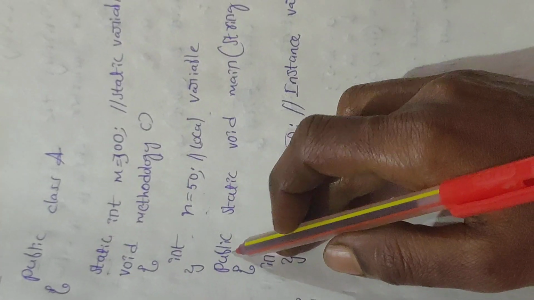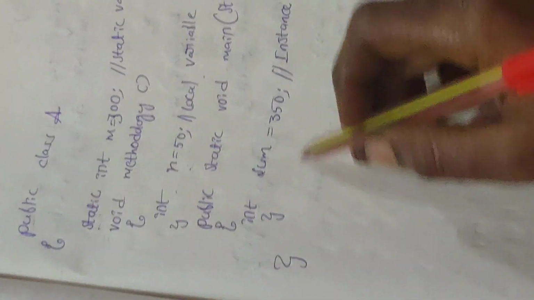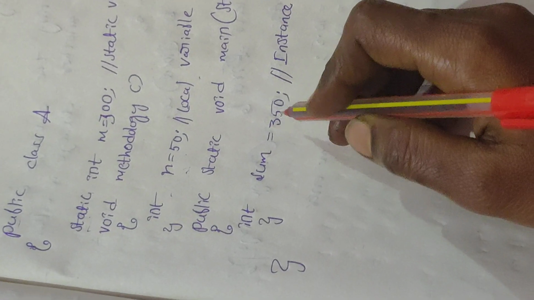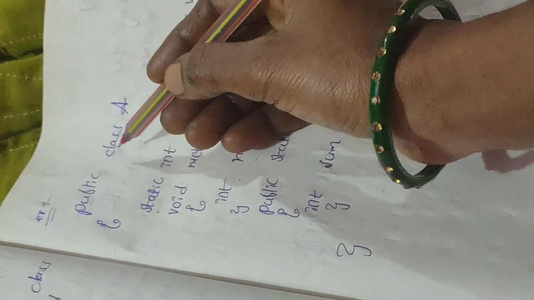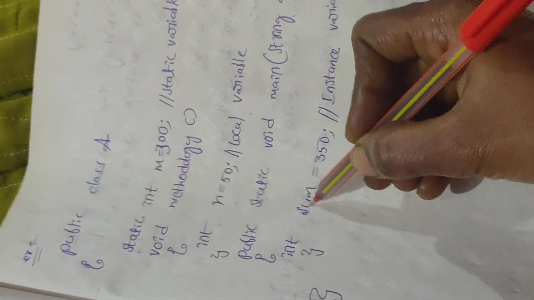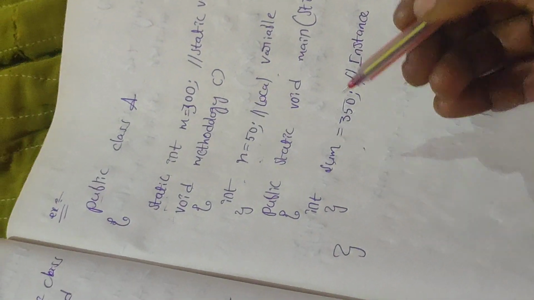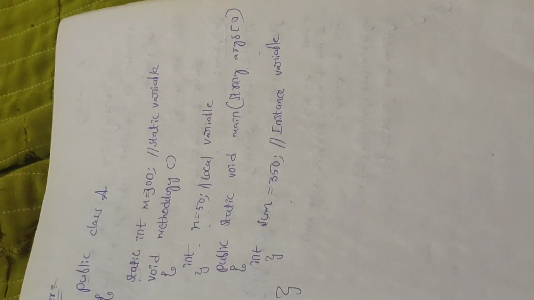Next, here we are writing public static void main, String args. That means this is the main method. Here we are declaring one variable, int sum = 350. This is an instance variable. Why? Because we declared it inside the class but outside of the user defined method. So this is called an instance variable. This is the simple declaration and use of the types of variables: static, local and instance variables.